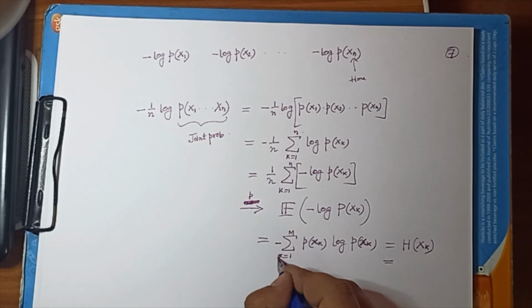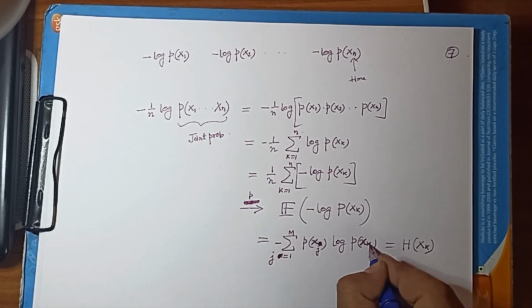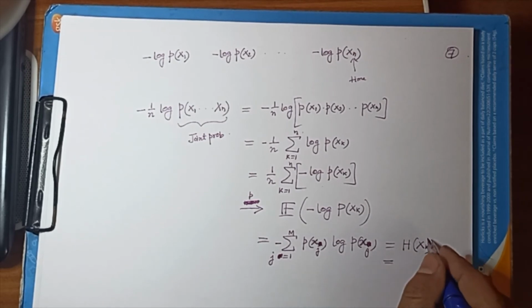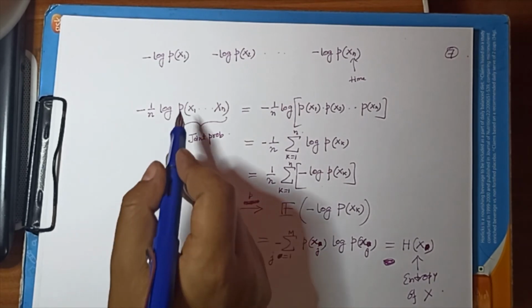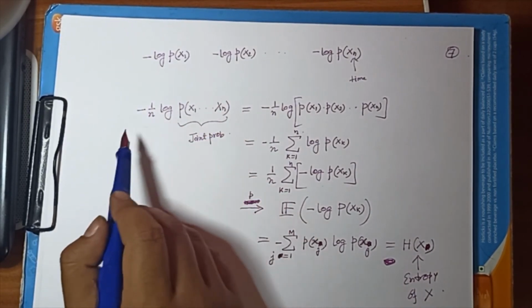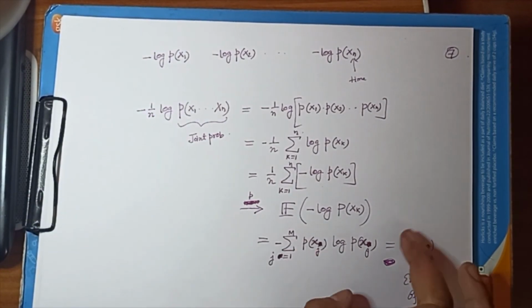I should write something else. Suppose j. These are the values. So this is the entropy of X. So I see that the log of this joint probability is basically approaching, in probability, towards H(X).